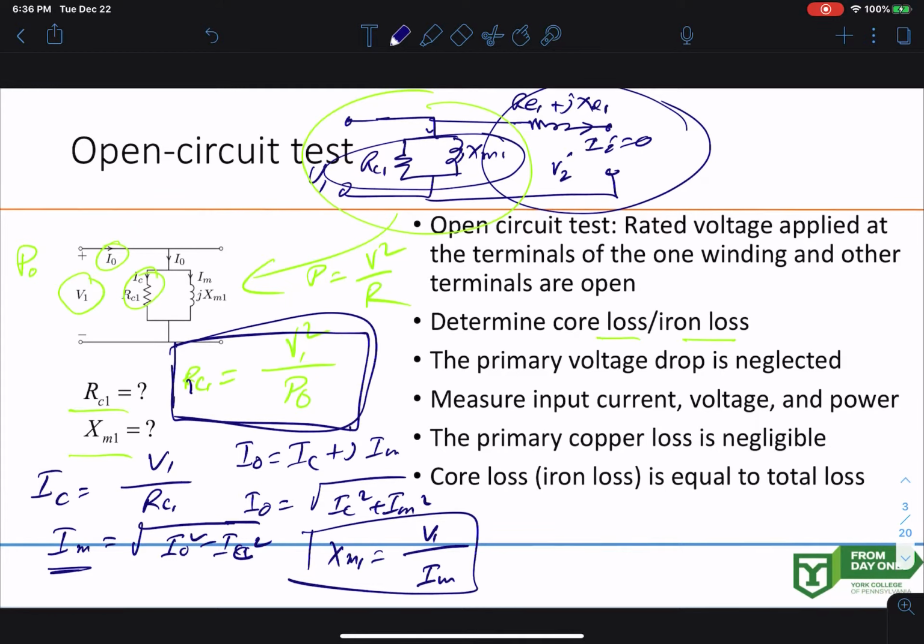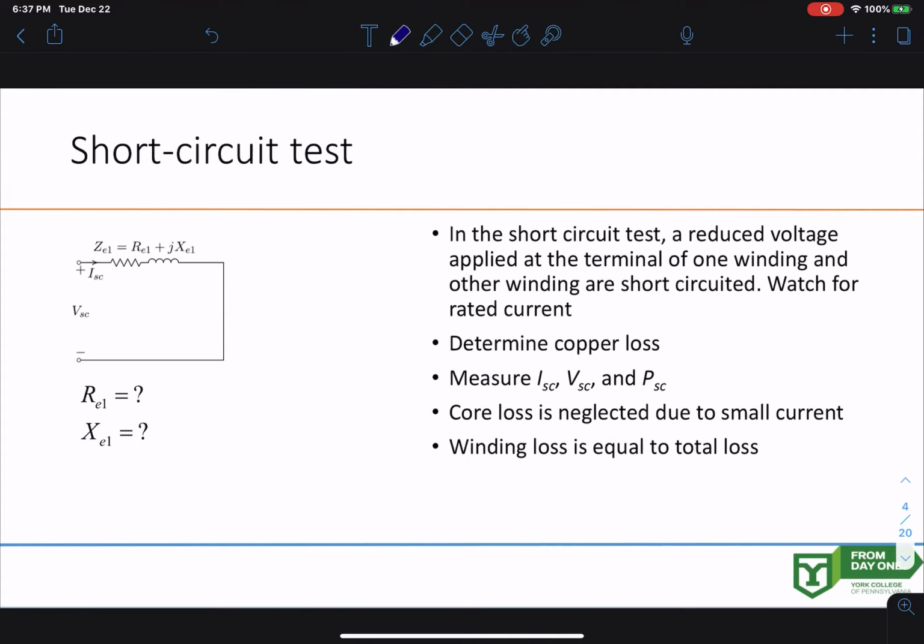Once you know XM1, you can easily find L. The magnitude of L would be XM over omega, where omega is 2 pi f, you know that. So from XM and 2 pi f you can find the value of L. Again, this is done in open circuit. For the open circuit, you're applying the rated voltage in the primary, watching for the current I0 and also measuring the power P0.